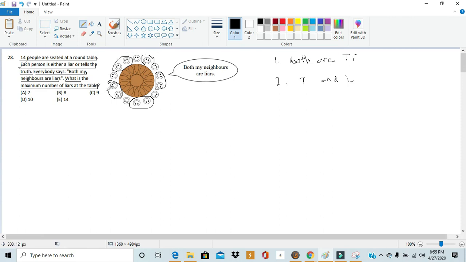Everyone who is circled is a liar, and everyone uncircled is a truth teller. Now we can see if the truth tellers are telling the truth in this scenario. The truth tellers would also be saying both my neighbors are liars. And if you check each truth teller, yes, each truth teller is surrounded by two liars. So as you can see, the case works out perfectly. We found the maximum number of liars. And if we count them all up, we'll find that this equates to a total of 9 liars.